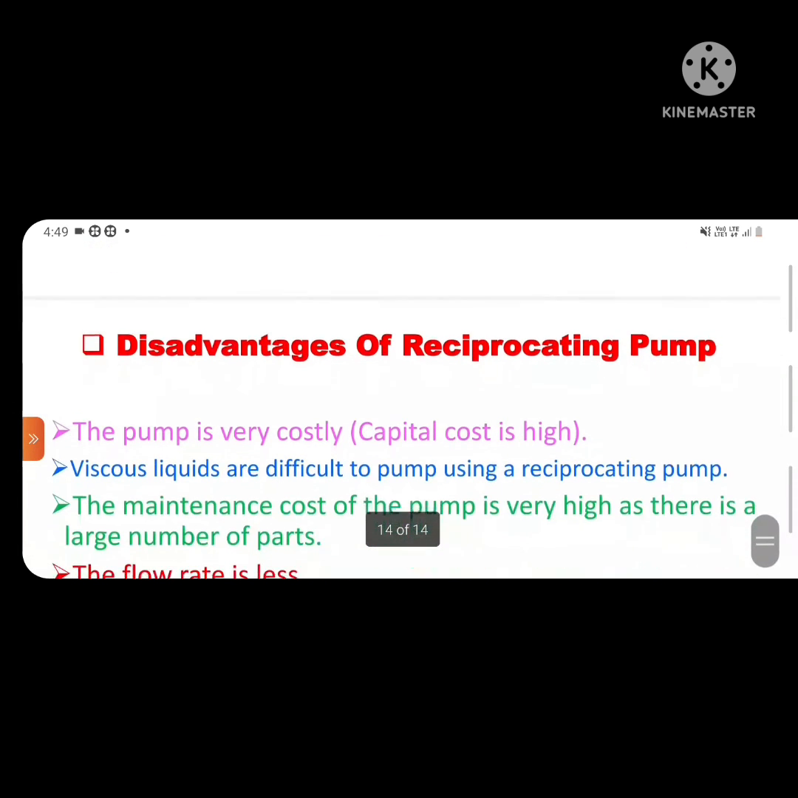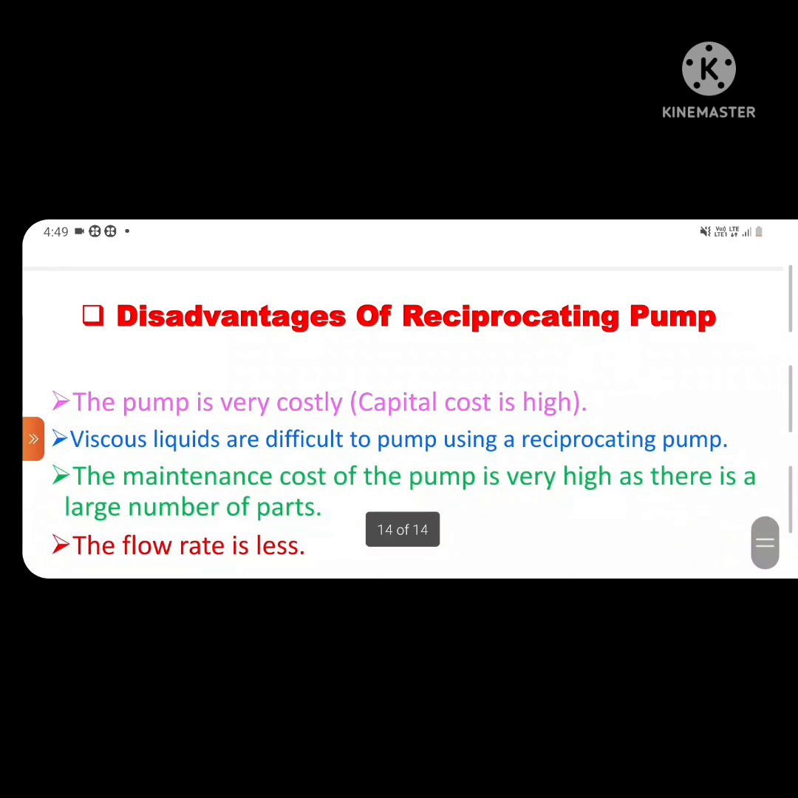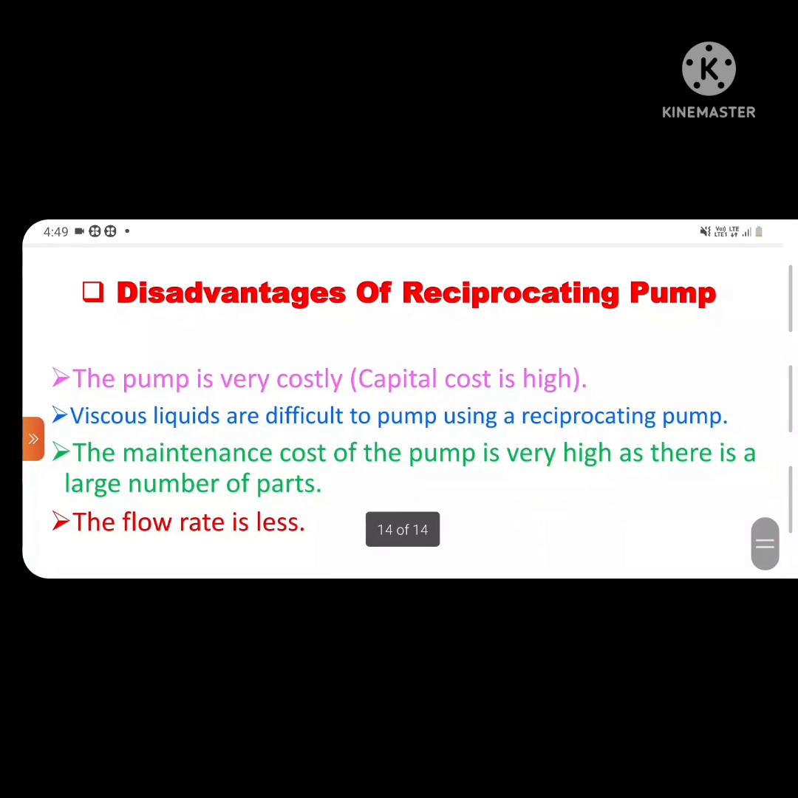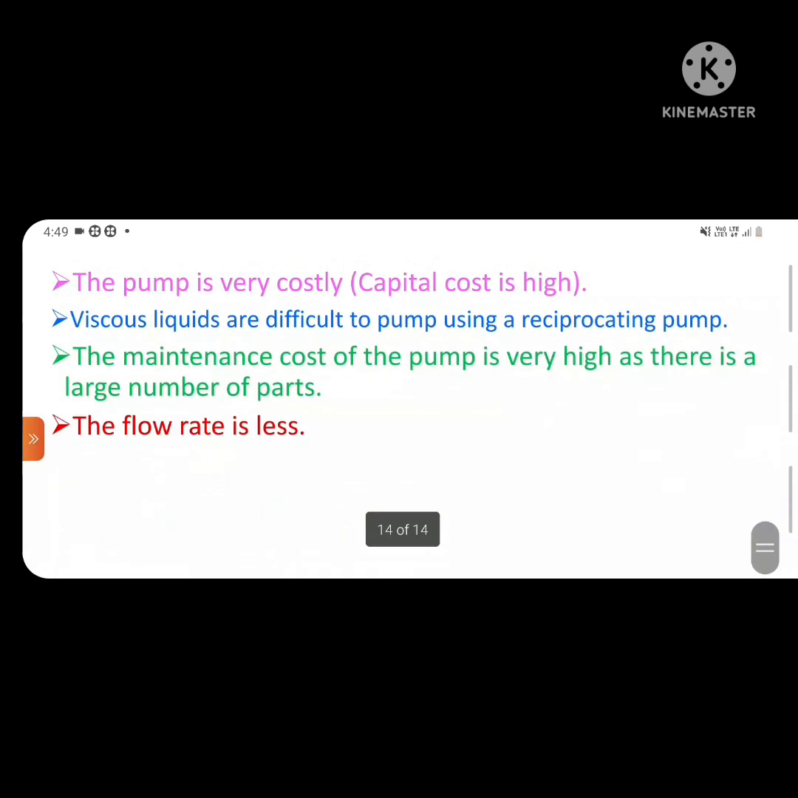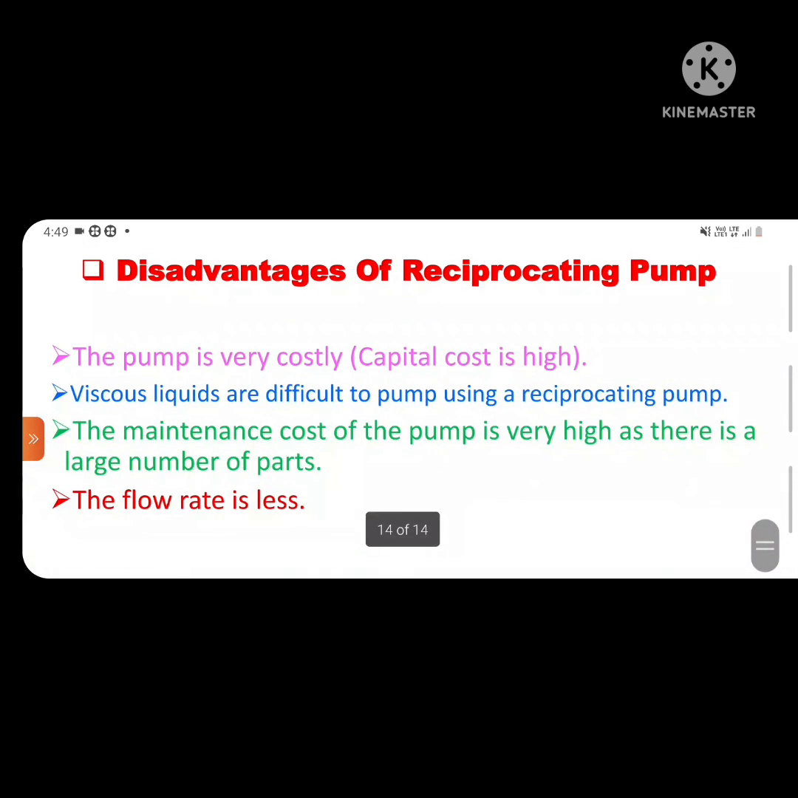There are some disadvantages of the reciprocating pump. The pump is very costly; the capital cost is very high. A number of parts are required, such as piston, connecting rod, crank, and air vessels. Viscous liquids are difficult to pump using a reciprocating pump. The maintenance cost of the pump is very high as there are a large number of parts. The flow rate is very low. These are the disadvantages of the reciprocating pump.